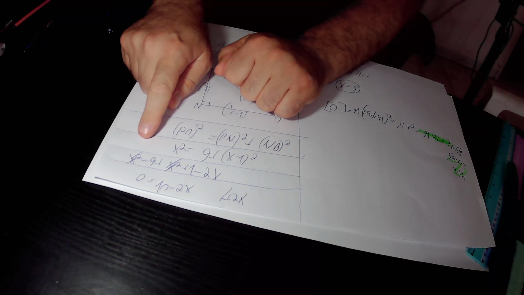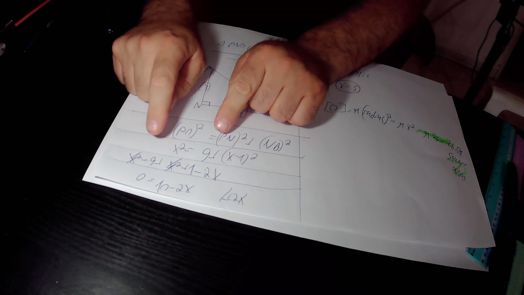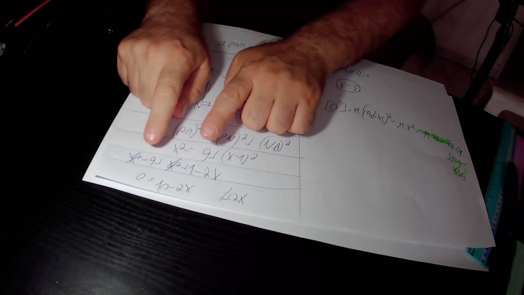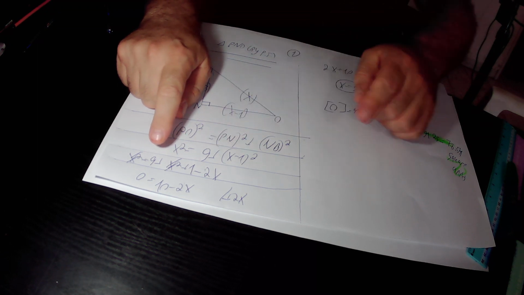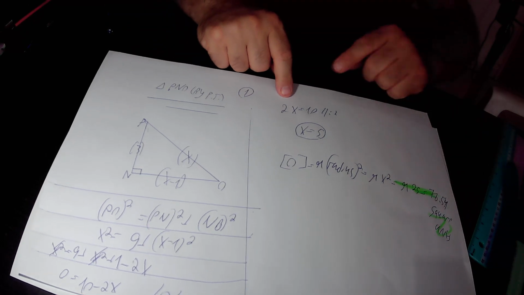So on this side of the equation we are left with nothing, that is to say 0. On the other side of the equation we have 9 plus 1, that is 10, minus 2x. So in total we can find out that 0 equals 10 minus 2x. Here we added 2x to equation 1, and finally found out that 2x equals 10.